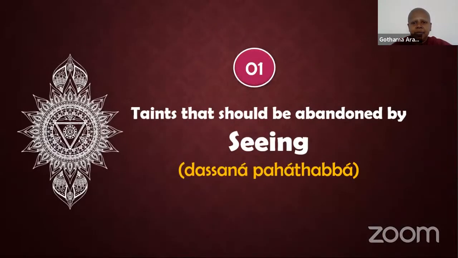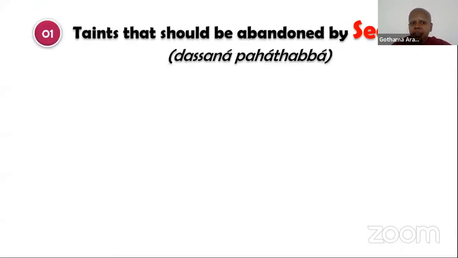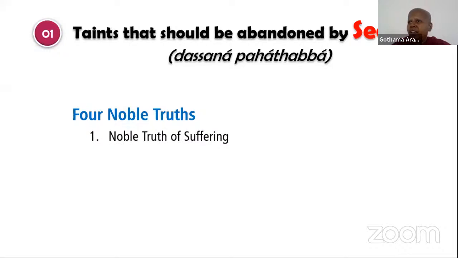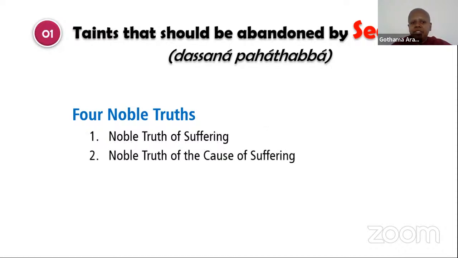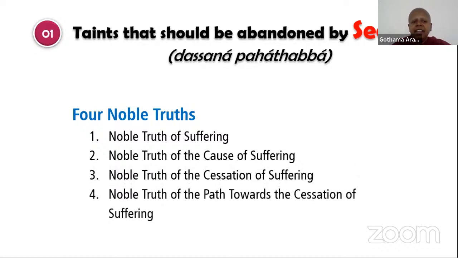Okay, let's go one by one and quickly see what is in it. The taints that should be abandoned by seeing, dassanena pahatabba. We talk about anicca, dukkha, anatta, and the 4 noble truths. We already discussed all these things. The noble truth of suffering, the noble truth of the cause of suffering, the noble truth of the cessation of suffering, and the noble truth of the path toward the cessation of suffering. We discussed this.